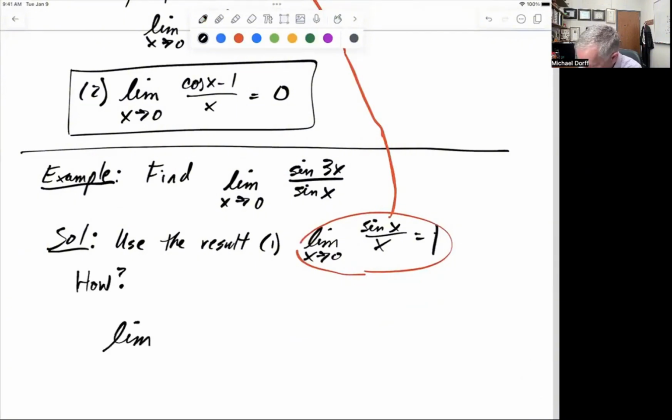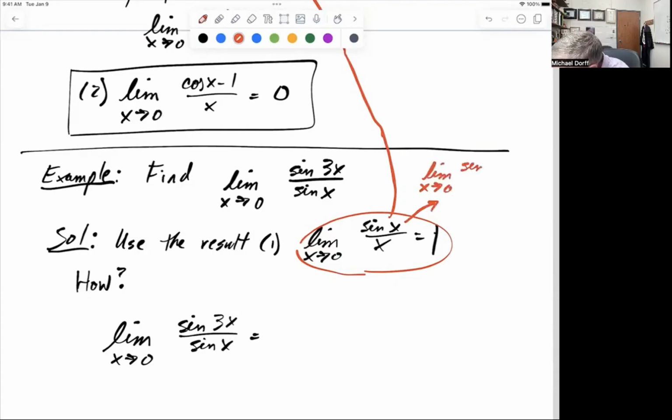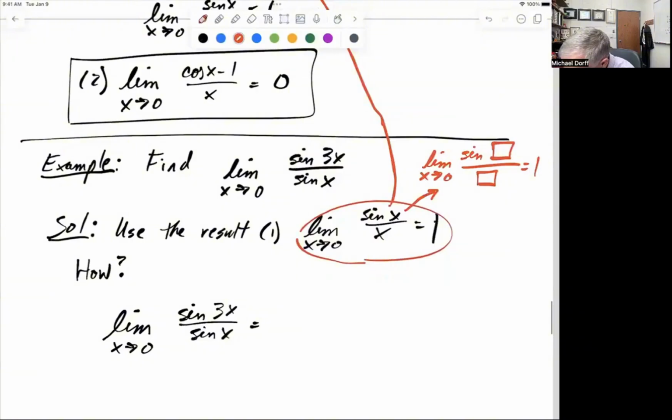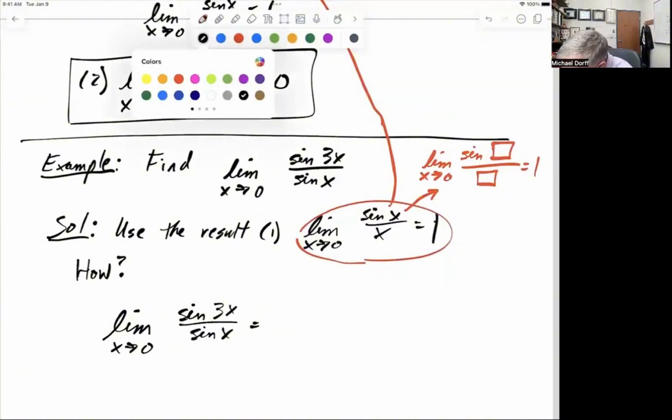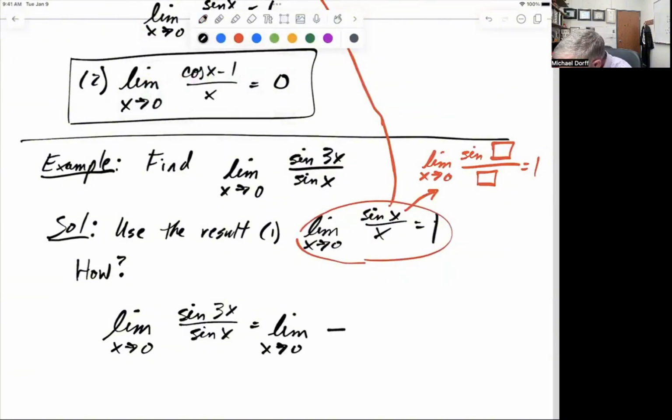So how are we going to do that? We're going to rewrite this. My original problem is the limit of sine of 3x over sine of x. This result really means, I can think of it this way, the limit as x goes to 0 of sine of box over box equals 1, as long as what's in the box is the same. So I'm going to take what I have in my original problem and break it up into two fractions. I'm going to put the sine of 3x here, and the sine of x here, and I'm going to put some question marks there.